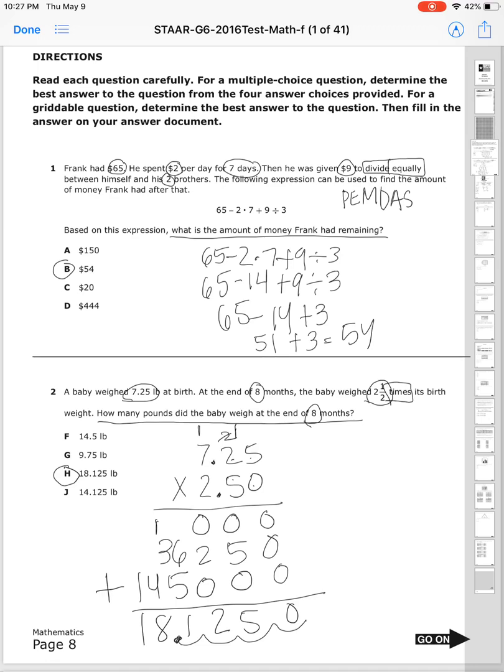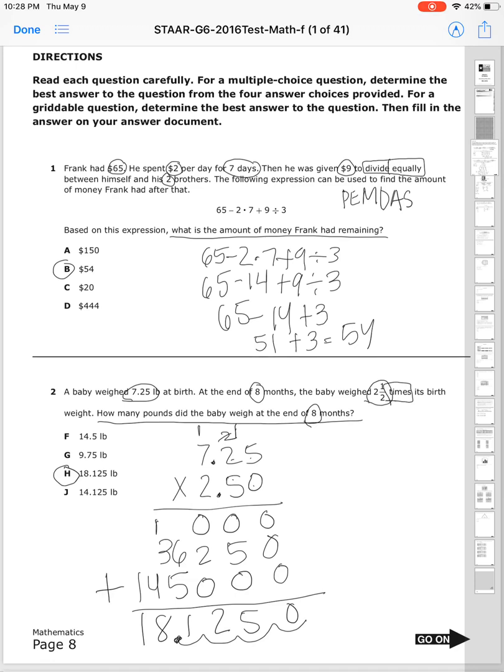All right, so number one, we have a PEMDAS question, and so what we need to do is solve it by using PEMDAS. I'm going to start with multiplication because remember in PEMDAS, multiplication and division go together, and it just depends on whichever operation comes first when I'm reading it from left to right. Since multiplication comes before that division, I'm going to do that first. So I'm going to have 2 times 7, which is 14, and then I'm going to rewrite everything else. So 65 minus 14 plus 9 divided by 3.